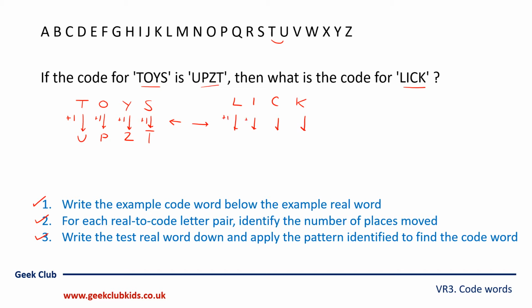And then I can look back at my alphabet to help me. So to move forward 1 step from L, the answer would be M. To go from I plus forward 1 means we get J. Forward 1 from C would be D, and forward 1 from K would be L. And so we've got our answer. It's M, J, D, L.